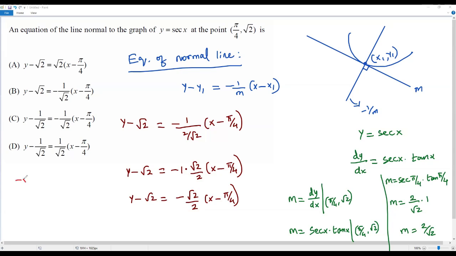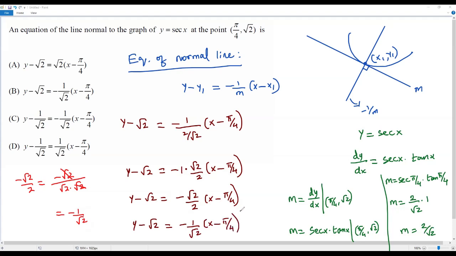Let me consider negative square root of 2 over 2 equals negative square root of 2. In the denominator, we can write this 2 as square root of 2 times square root of 2. Then this square root of 2 will cancel. We get negative 1 over square root of 2. So negative square root of 2 over 2 is equivalent to negative 1 over square root of 2. Let me write it here. y negative square root of 2 equals, instead of that we can write negative 1 over square root of 2 times x negative pi over 4.